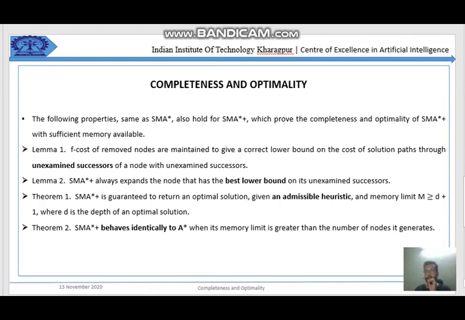The last part is the application part, and it will be delivered by Mr. Suraj.